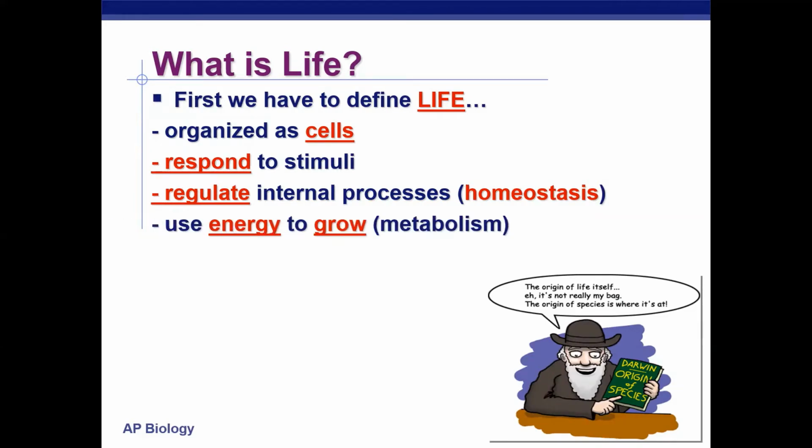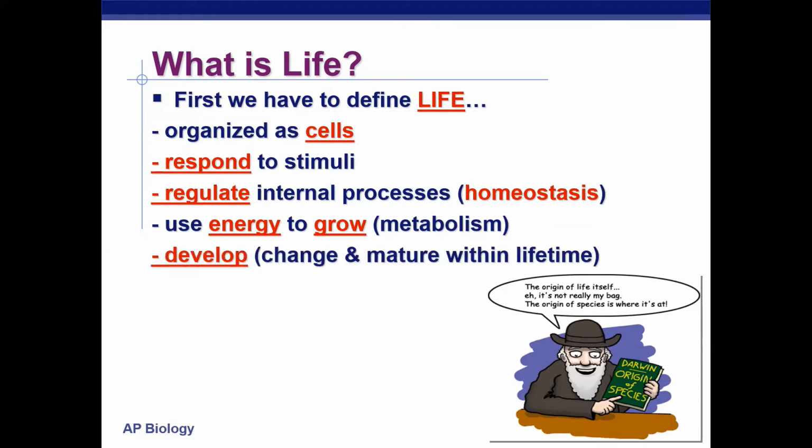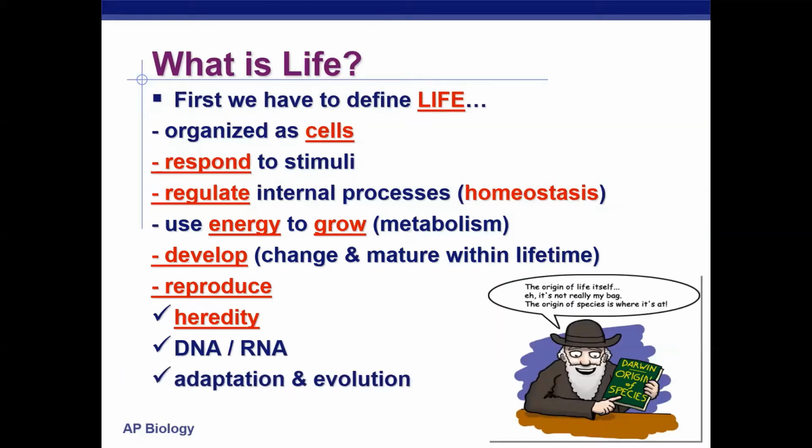They also have to be able to use energy and grow. In other words, they have to metabolize. They have to do catabolism. They have to do anabolism as well. They also probably have to develop. They have to change and mature within their lifetime. So that's another characteristic of life. And the big one, they have to be able to reproduce, so they could continue their species, continue life. And guys, when it comes to reproduction, you have heredity, you have DNA and RNA, and then you have adaptation and evolution. Because of reproduction, you're going to allow for adaptation and evolution to occur.